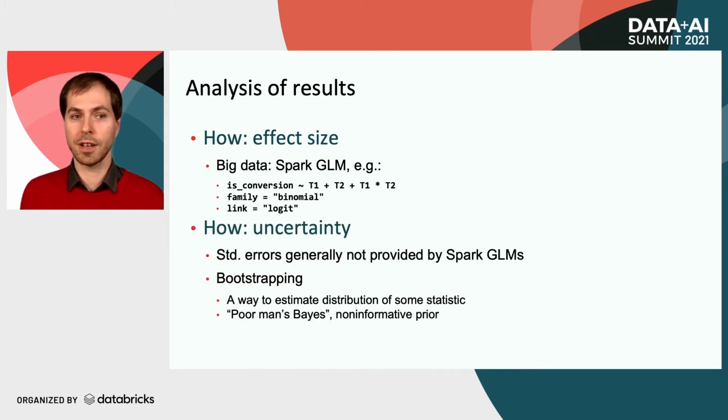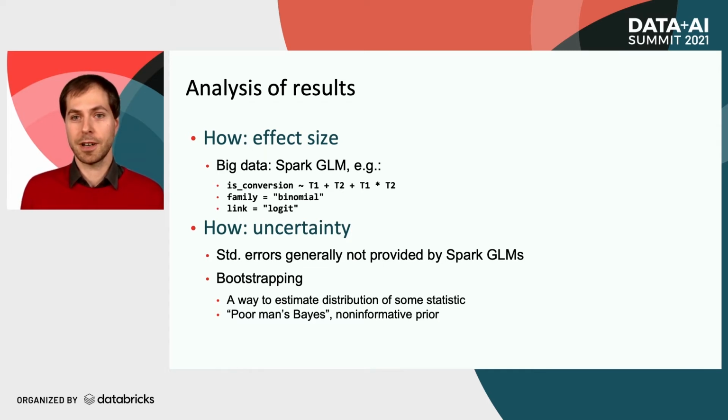And how do you quantify the uncertainty? Well, unfortunately, Spark doesn't always produce standard errors, which is a metric of uncertainty. So you can get it using this process called bootstrapping. And bootstrapping is a way to estimate distribution of some statistic, for example, these estimates, the effect sizes. And it's also said that bootstrapping is a poor man's Bayes.